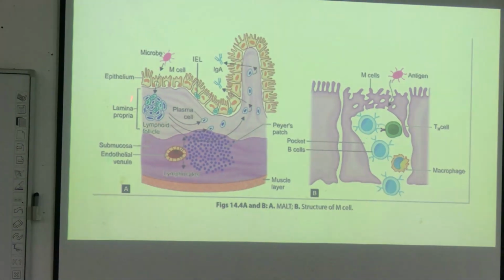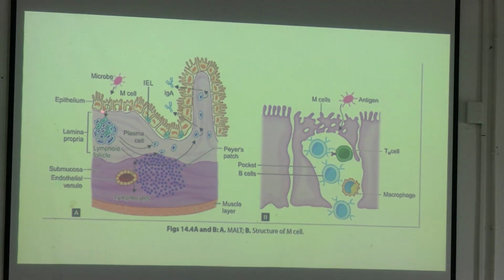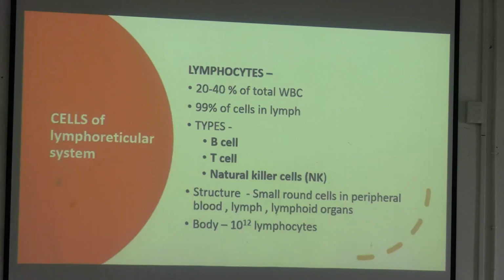You can see here, this M cell is actually a portal of entry for all these microorganisms, and from there, these are the plasma cells in the lymphoid follicles. From these plasma cells, the antibodies are produced, and once activated, the cells migrate to other parts of the body and secrete and give the secretory IgAs for local immunity.